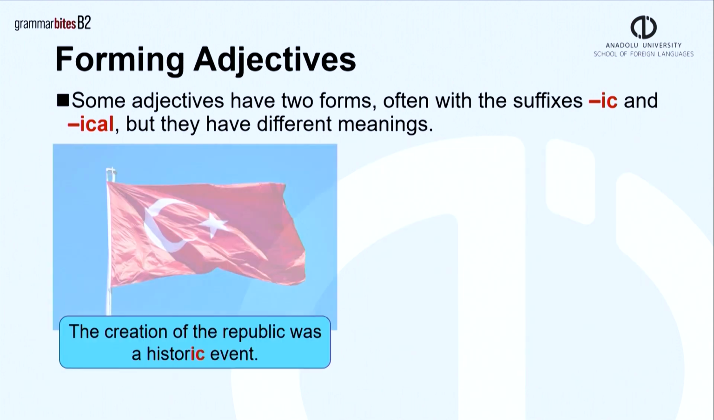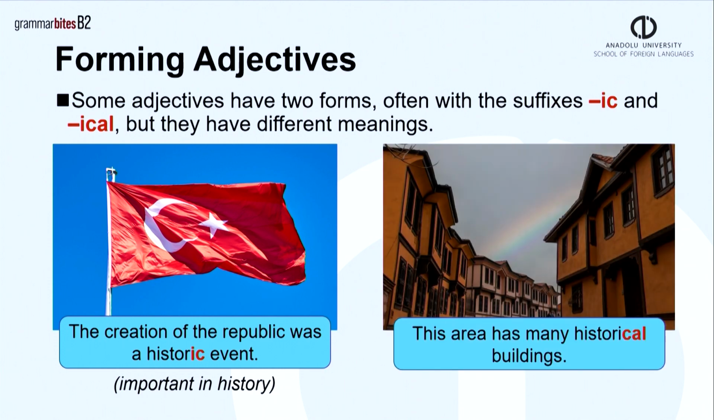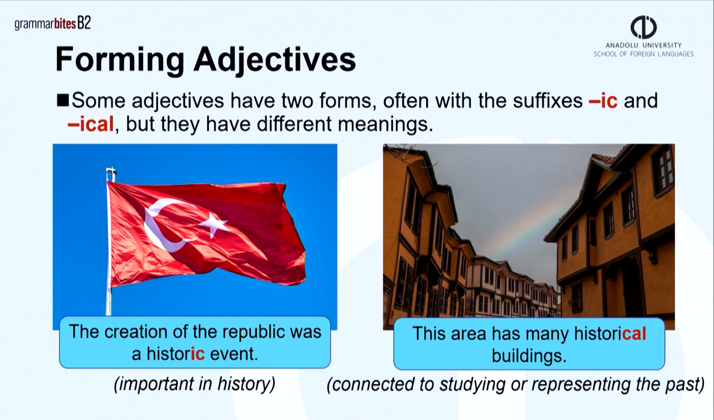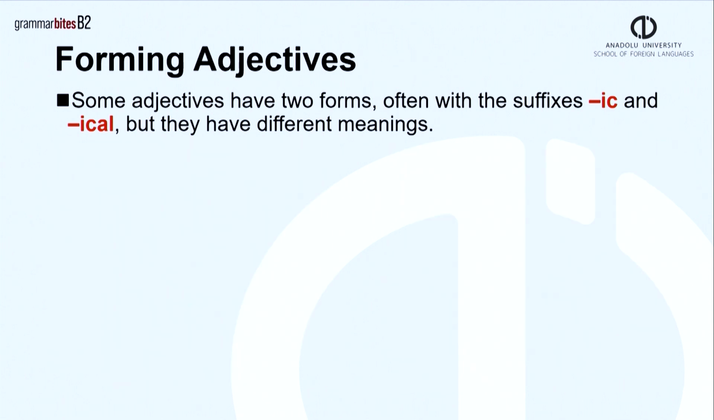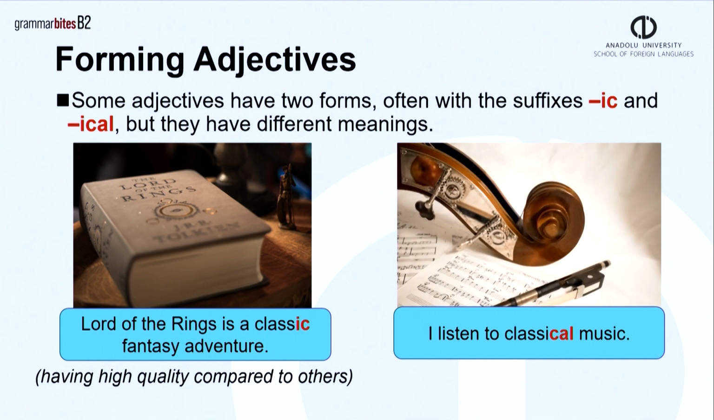Another common example. The creation of the Republic was a historic event, which means important in history. This area has many historical buildings. Historical means connected to studying or representing the past. And another example. Lord of the Rings is a classic fantasy adventure. Classic, which means having high quality compared to others. I listen to classical music. Classical: traditional in form or style.